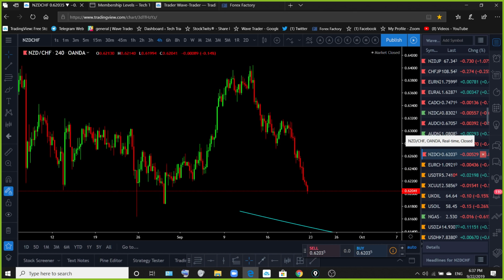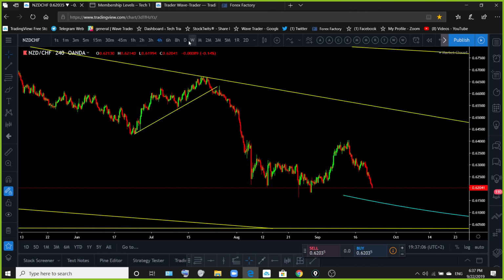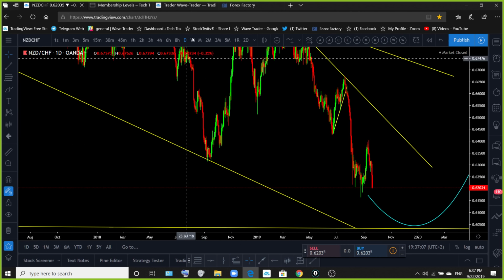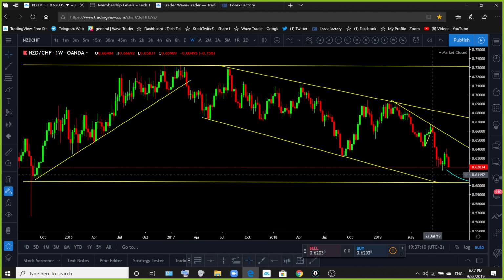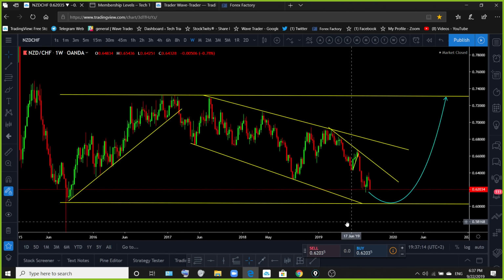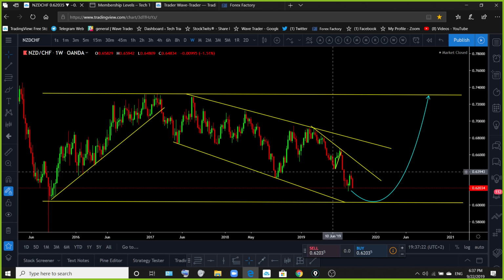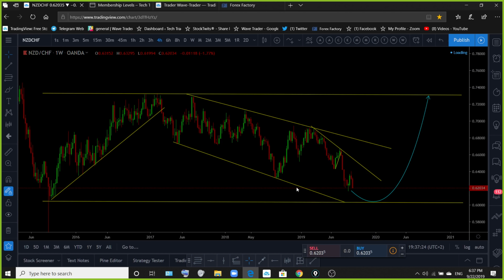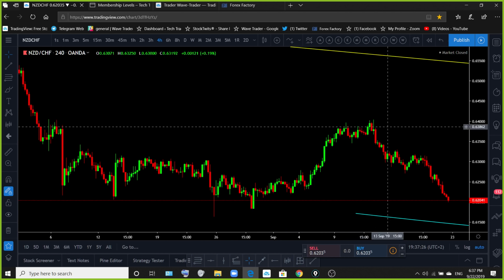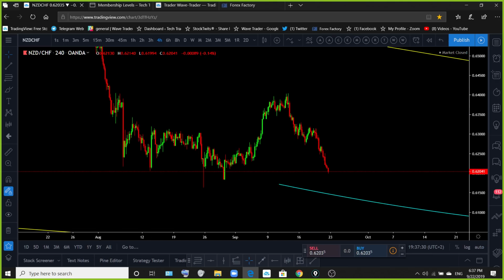So you're looking for a longer term reversal, and the same analysis applies on the Kiwi Swiss franc. Price is about to hit the bottom, very much similar to the Kiwi dollar US dollar chart. So when you go for a sell on the Euro New Zealand dollar, make sure you go long on the Kiwi Swiss franc as well, because both pairs are correlated, or you can see that the Kiwi is going to get strong.